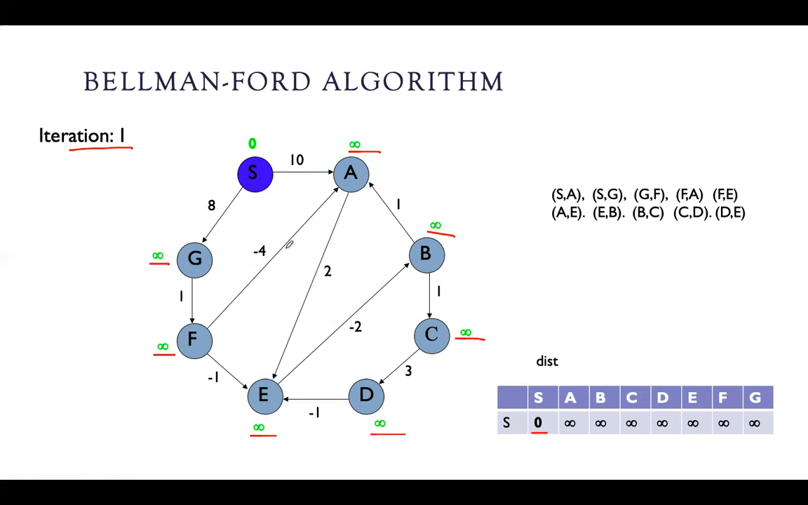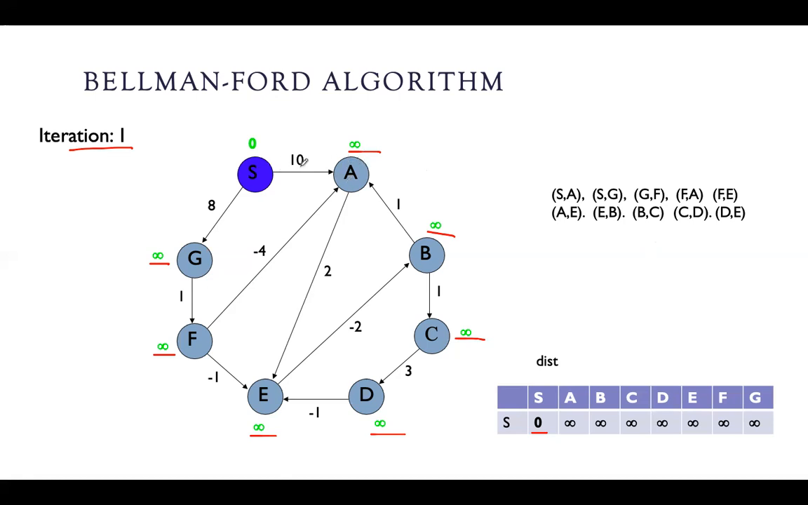It is a directed graph. Be careful, it's a directed graph. S to A to B is not there. The A to B edge is not there. It is B to A. So list down all the edges that are present in the graph. First thing you have to do is list down all the edges present in the graph. And in each iteration, you have to check all the edges and update the distance of each and every vertex.